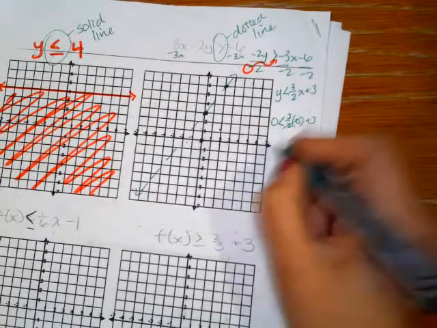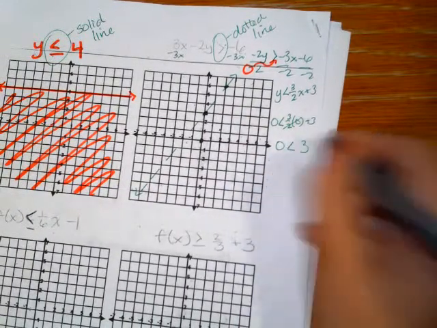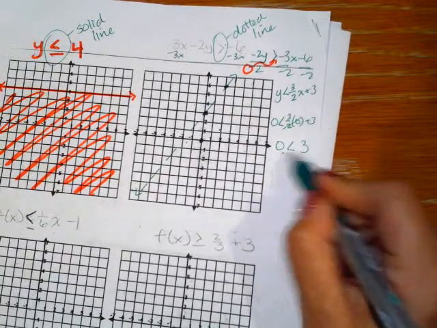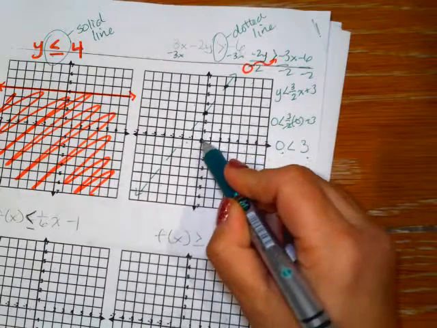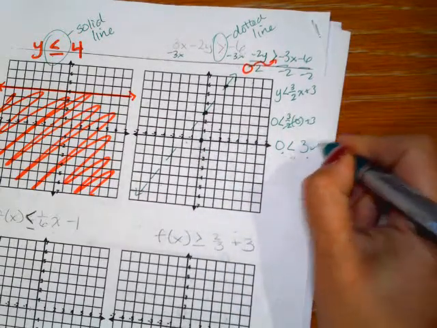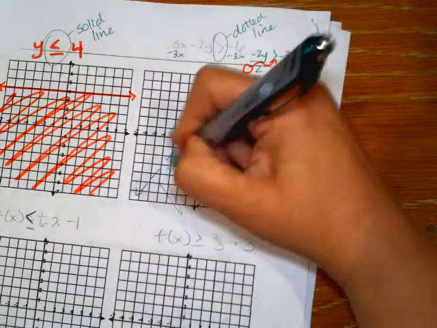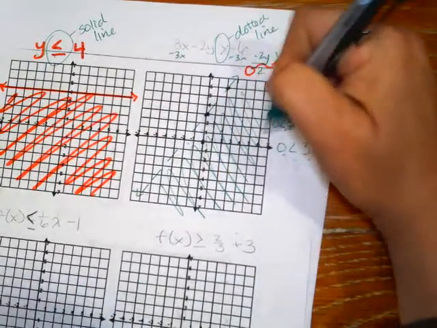That goes away. Is 0 less than 3? Yes, it is. 0 is less than 3. So this is true. That works. This point works, which means I get to shade on this side.